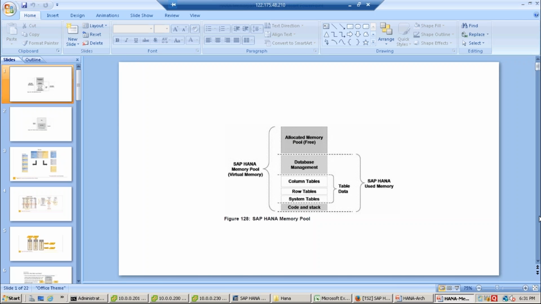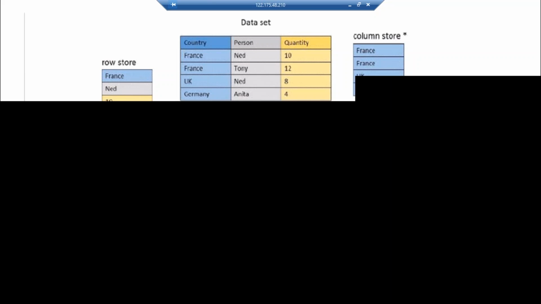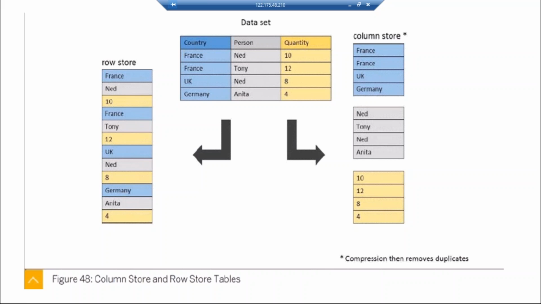To keep it simple, try to understand this diagram. Whatever you find in the middle there, that's a data set. You consider that as a table. Whatever the storage is, whether the table is a row store table or column store table, that's the way you see the data. Irrespective of whether it is row store or column store, the way it's presented to you is going to be the same. That doesn't change.